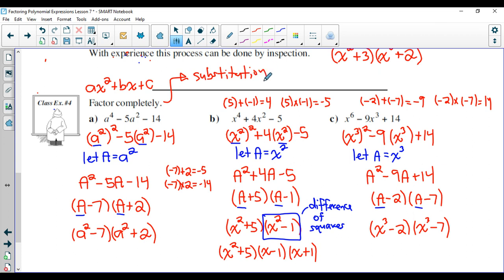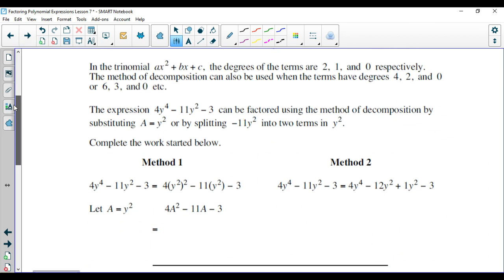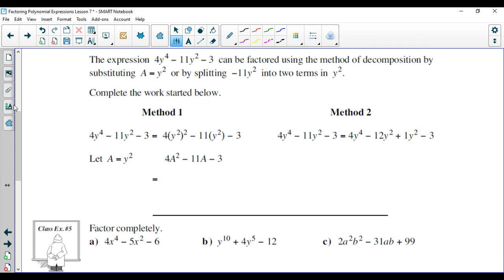Now, if you don't like this method, there is an alternative method we can use to solve these. So we'll go to the next page and I'll show you how this one works. Okay, so let's just skip all this text here and go down to method 1 and method number 2. Okay, so here's the trinomial I'm starting with. So I have 4y to the power of 4 minus 11y squared minus 3.